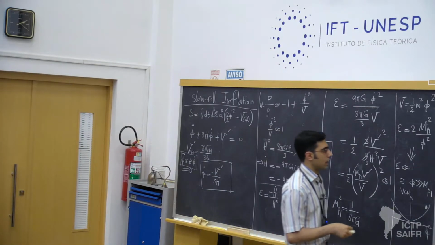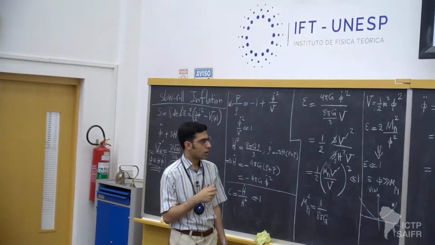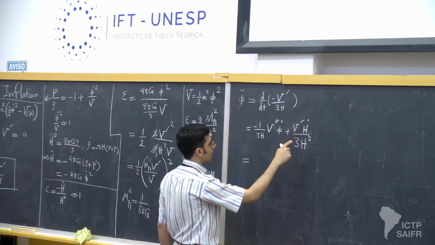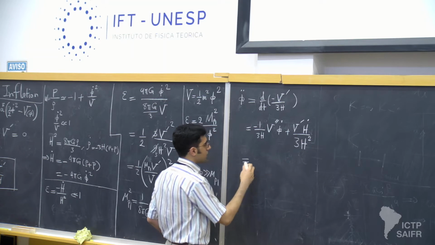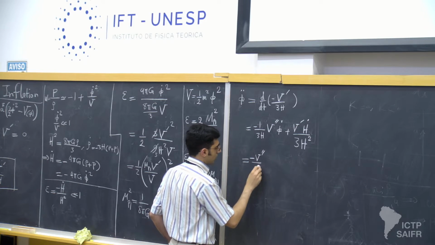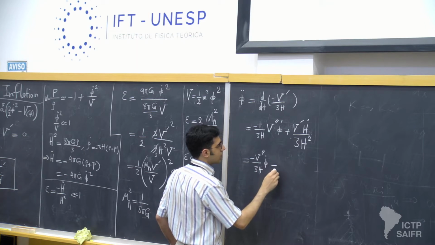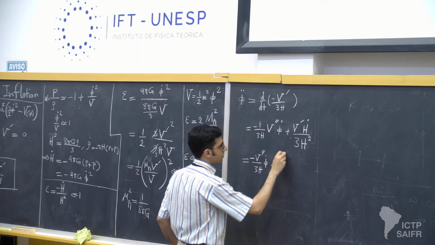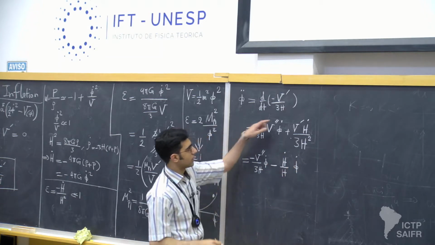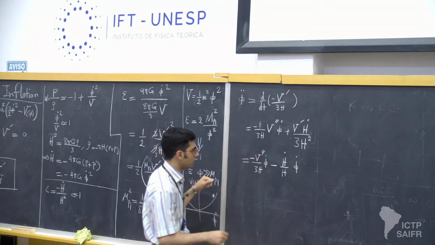Now what I do is I take this expression and, let's see, what should we do with it? Let's first look at this v prime over 3h. I can write it as v double prime over 3h phi dot. This term I can write as minus h dot over h times phi dot, because phi dot is minus v prime over 3h, so v prime over 3h is minus phi dot.